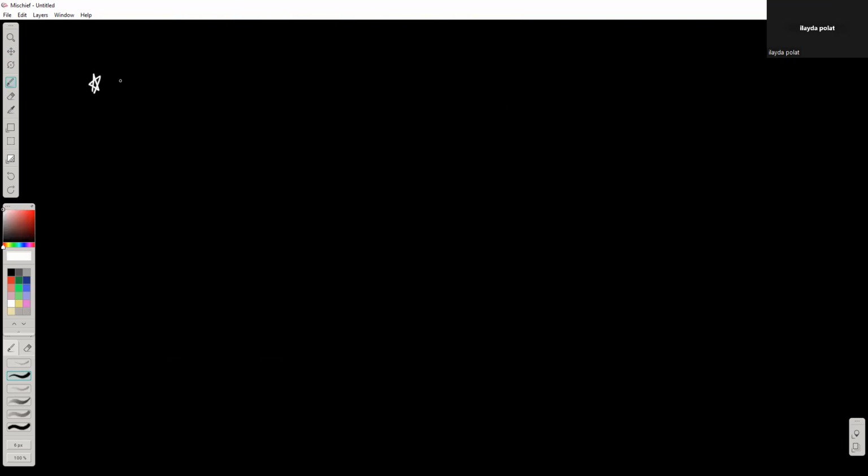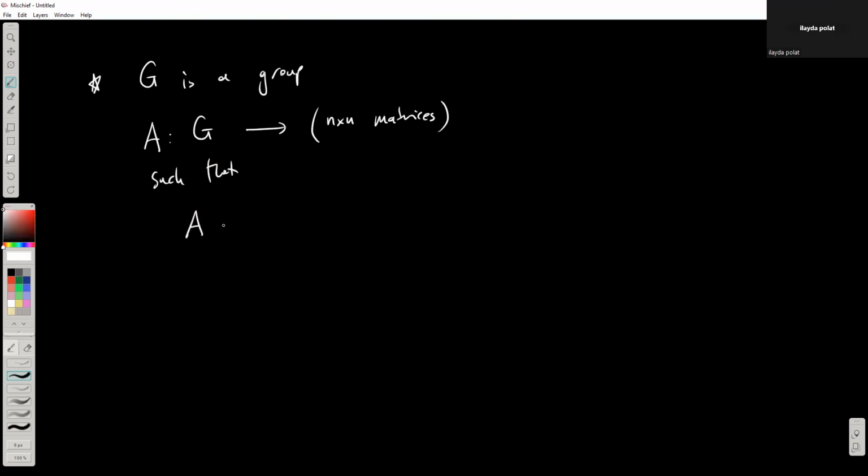There's one final thing. I just made a very short introduction to representations. Basically, the idea is this: G is a group. I have done this earlier. G is any group. It can be a finite or an infinite group. A is a function from the group to, let's say, n by n matrices, such that it satisfies that property: the product of A(g) and A(h) is going to give you A(gh), right?